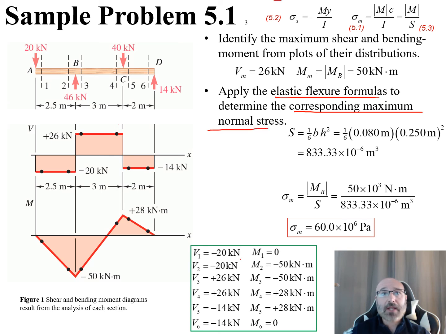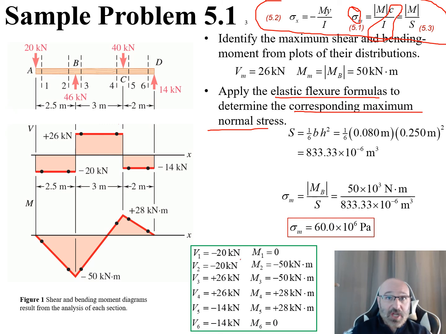So we can reference back to these equations we talked about at the beginning of this module, equations 5.1 through 5.3 in our textbook, where 5.1 gives us this value for our maximum normal stress. So we can then calculate our S value, which is going to involve our C and our I, the moment of inertia. So we want to be able to plug that in.